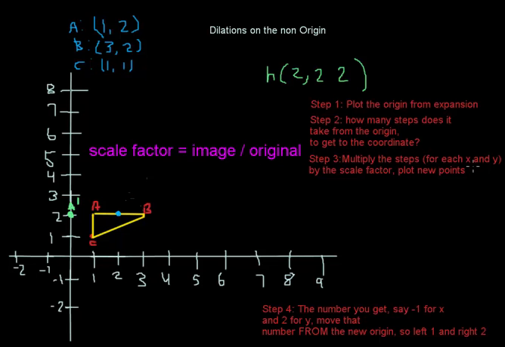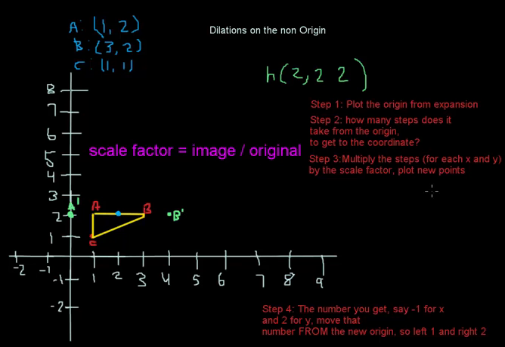So you multiply the steps for each x and for each y. For x it's +1 times 2, which is the scale factor, so it should be 2. From the origin you move 2. If it's positive, which it is, because we moved 1 over here, multiply that by the scale factor, which is 2, just move 1, 2. That right here is your new B coordinate. I'm just going to call that B prime.